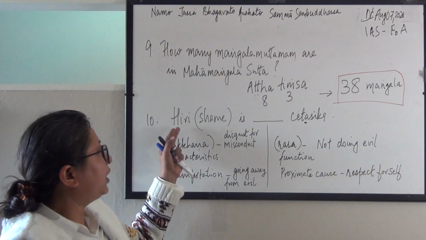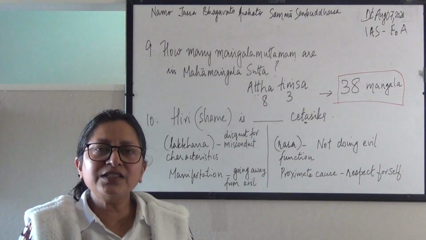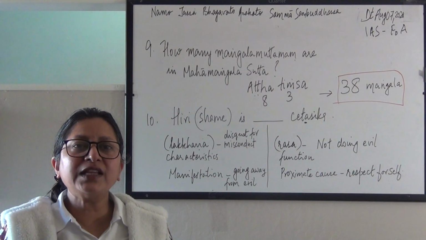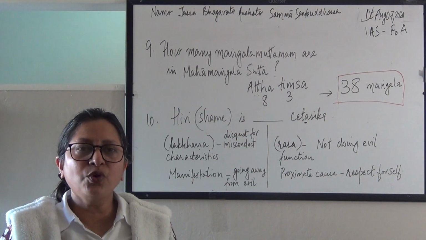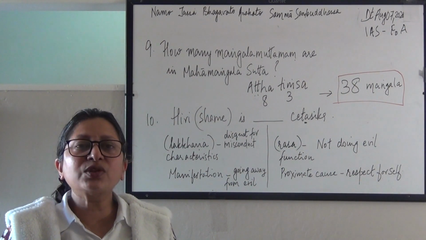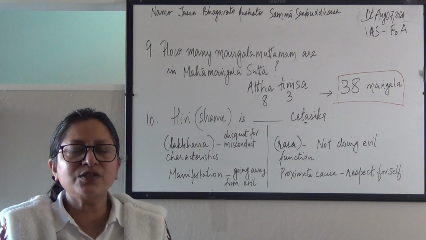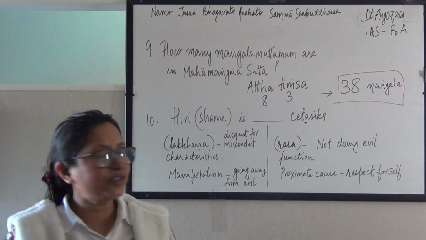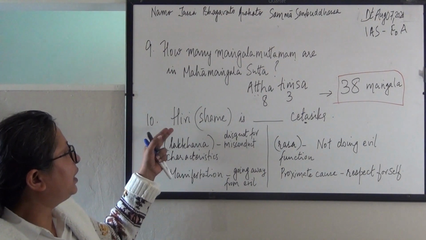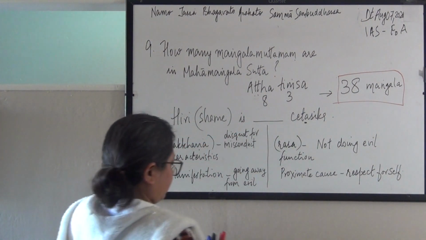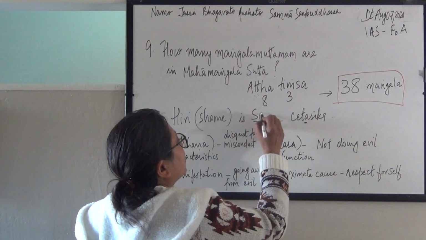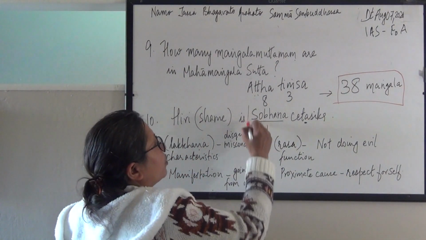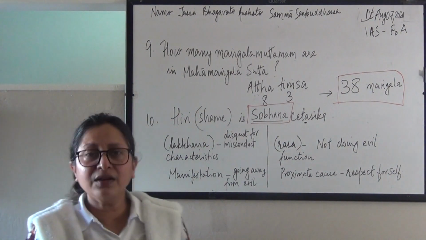So these two Chetasika, Hiri and Otappa, the Buddha says, are the guardians of the world. They protect the world because they stop us from going down to evil actions. So they uphold good moral actions. That is why the Buddha says that Hiri and Otappa are the guardians of the world. So this 10th question, Hiri, shame, is a Sobhana Chetasika. That is the option that you have. Otappa also is a Sobhana Chetasika. That is the right answer.